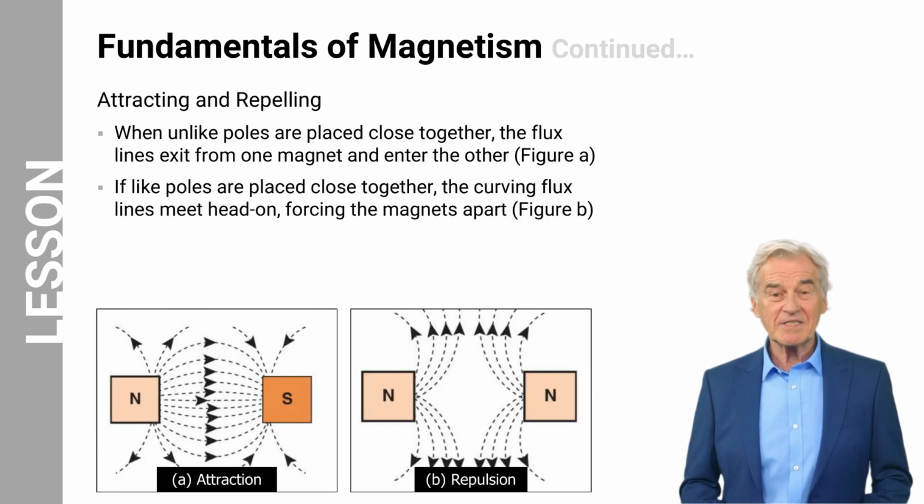When two magnets are placed close together, their interaction depends on the orientation of their poles. If unlike poles, that is north and south, are brought close to each other, the magnetic lines of force exit from the north pole of one magnet and enter the south pole of the other, resulting in an attractive force between the magnets as seen in Figure A. On the other hand, if like poles, that is north and north or south and south, are placed close together, the curving flux lines of the magnetic fields meet head-on, causing a repulsive force that pushes the magnets apart as shown in Figure B. This attraction and repulsion between magnets is a fundamental property of magnetism and is determined by the direction and orientation of the magnetic lines of force.